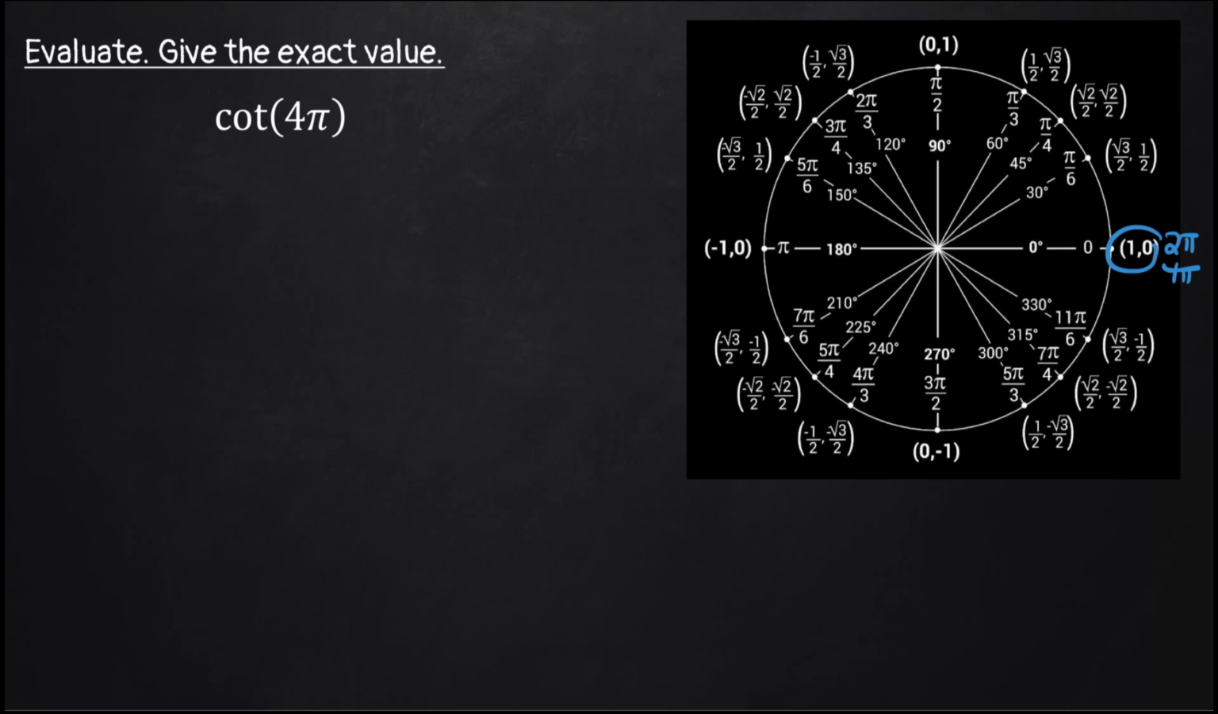Cotangent is the reciprocal of tangent. So this is really x over y, which is 1 over 0, which we know is the same thing as saying undefined.